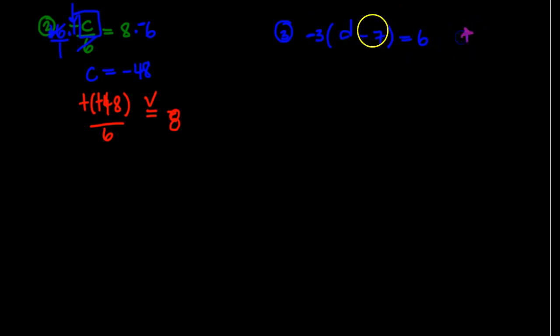I'll give you a hint on this one. You're going to have to clean up. Do you see the parentheses right here? You're going to have to clean up this guy. So you're going to have to multiply the negative 3 through. Be careful multiplying. Go ahead and pause the video and try that problem out.